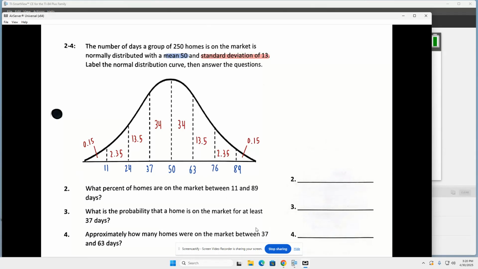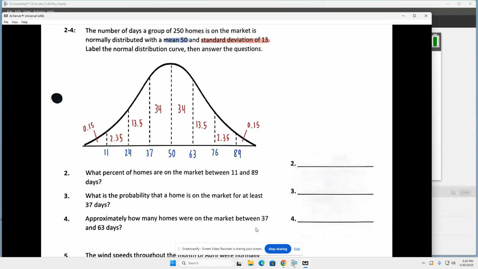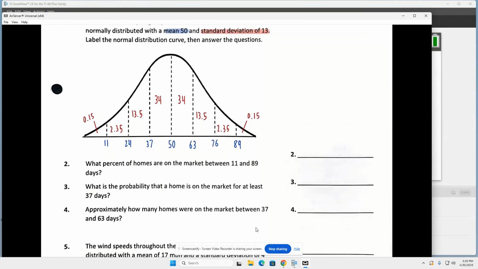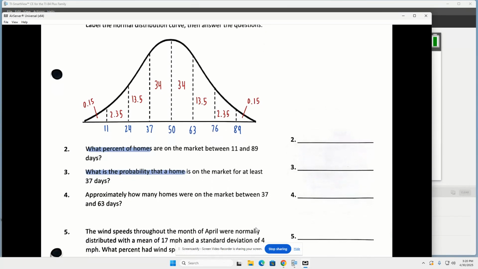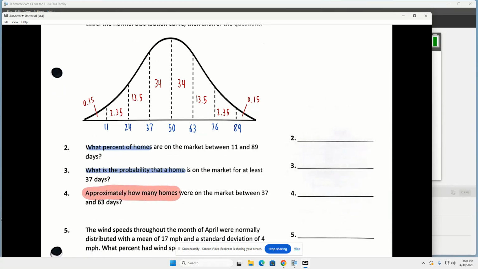They're going to ask you 2 types of questions. See, 2 and 3 are the same. Okay? And here's what I mean by the same. Number 2 says, what percent of homes? Where number 3 says, what is the probability that a home? Those are both asking you a percentage. But number 4 says, approximately how many homes? That's asking you for an actual number. So as long as you have all this filled out correctly, and you understand what the question's asking you, this is really quite simple. So let's start with number 2.